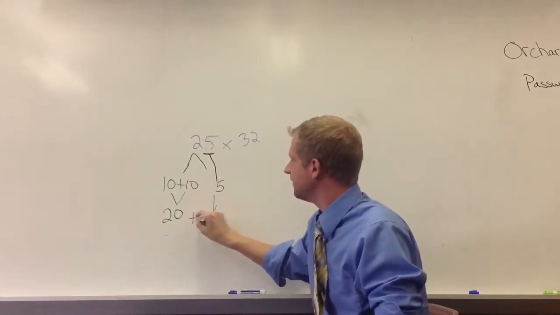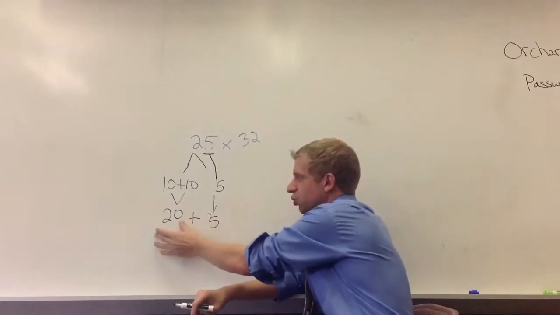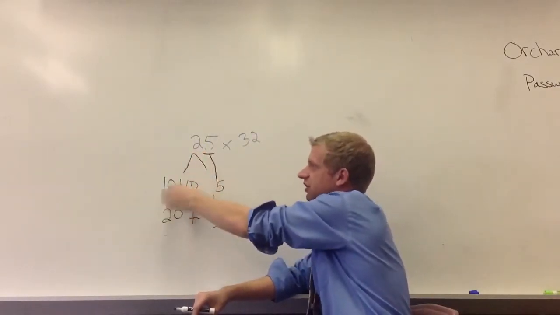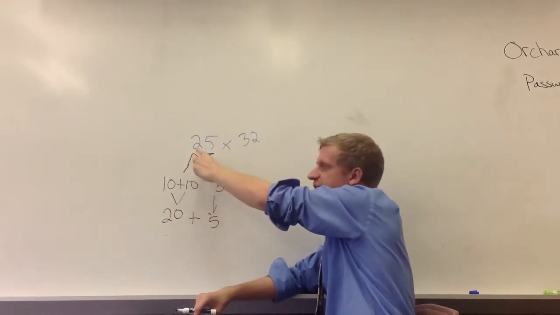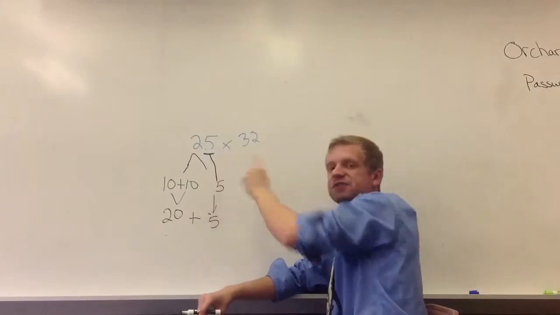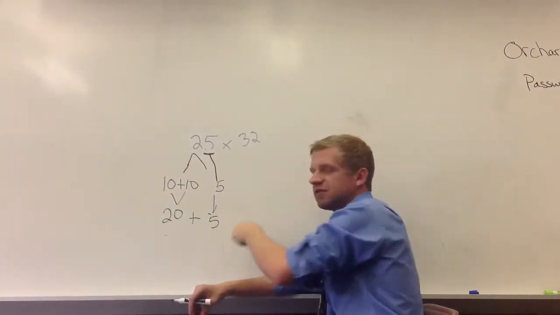So 25 decomposed by its place value is 20 plus 5. 25 is 20 plus 5. We got the two tens from the 2. The 2's in the tens place, which is telling us there's two groups of 10. 1, 2, which equals 20. The 5's in the ones place, which is telling us there's 5 groups of 1, which gives us 5.